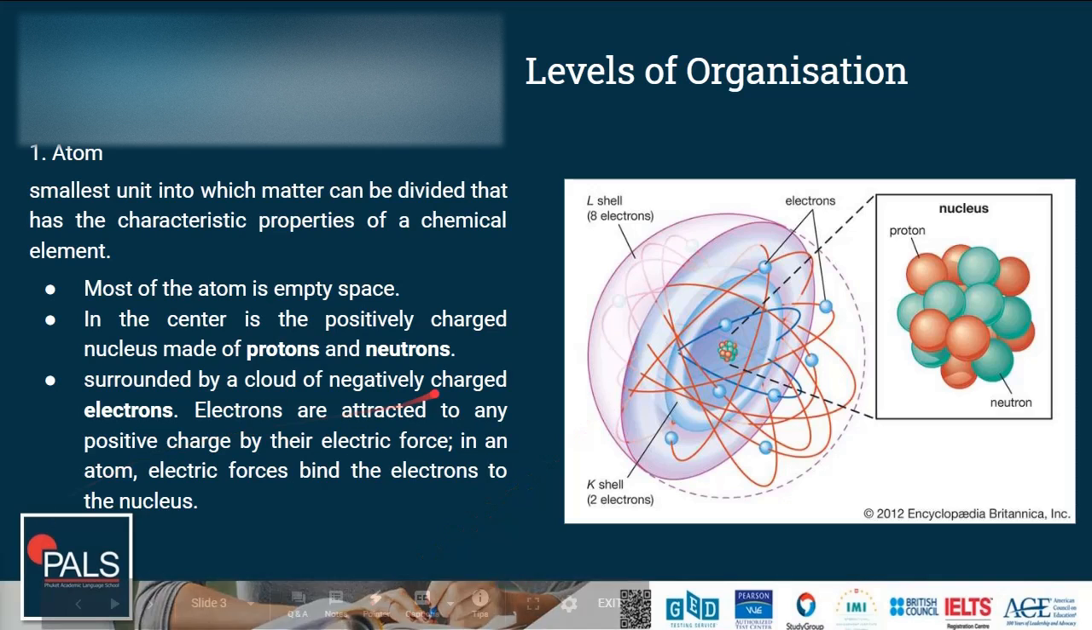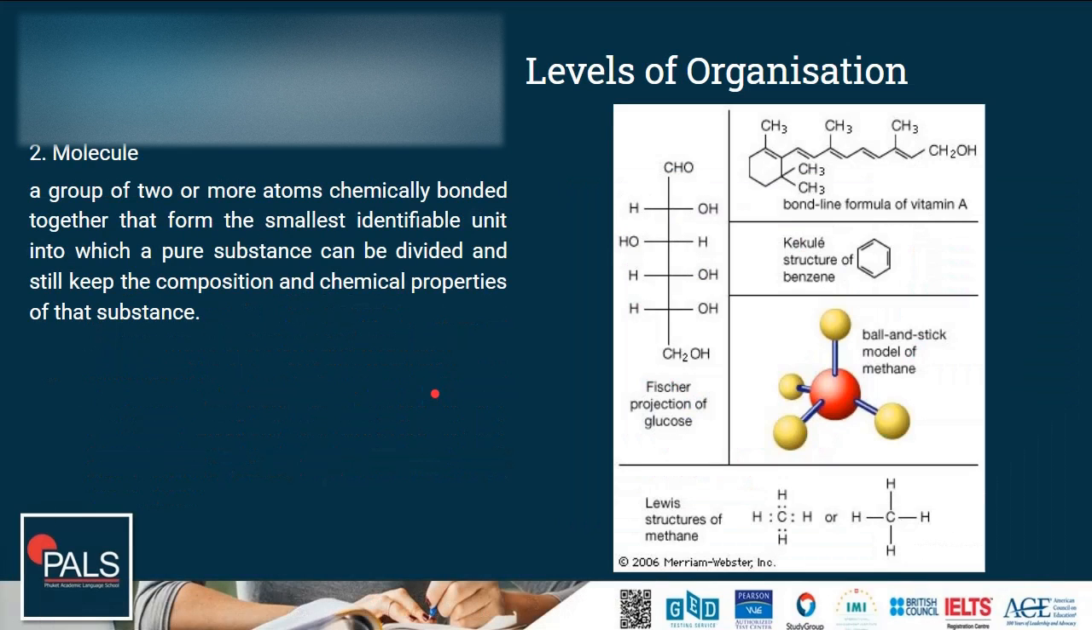All right, let's go to the next level. The next level are molecules. Molecules are groups of 2 or more atoms chemically bonded together that form the smallest definable unit into which a pure substance can be divided, and still keeps the composition and chemical properties of that substance. So that sounds quite complex.